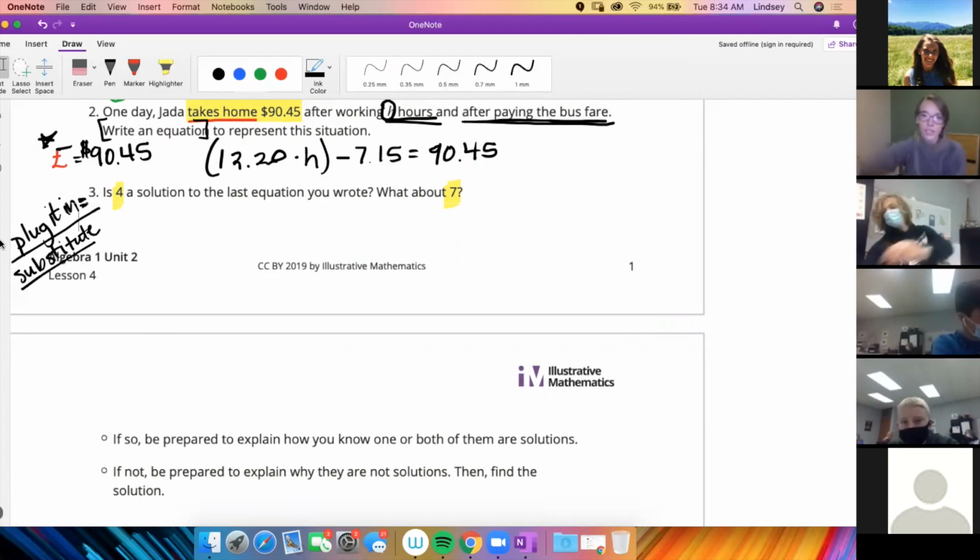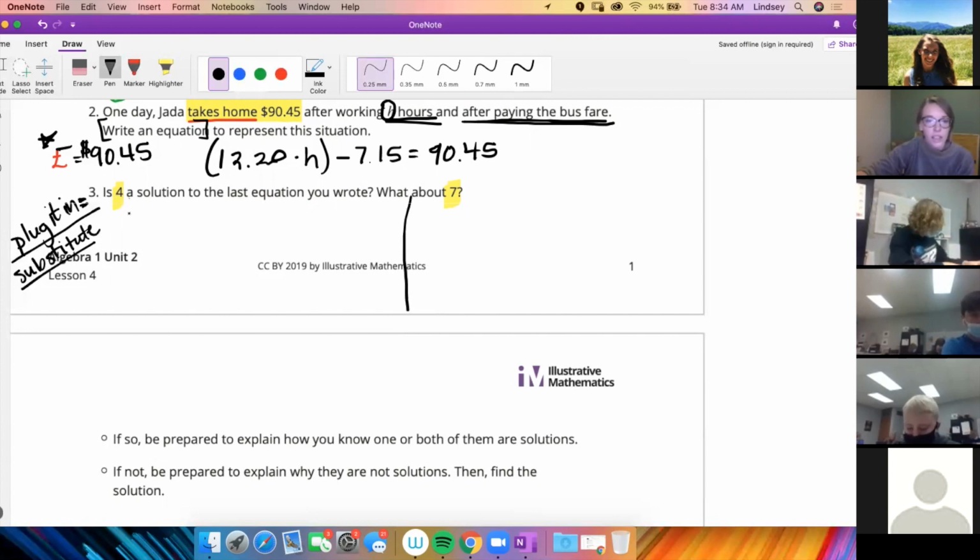Okay, so what this is saying, let's split up our paper so we can stay organized. I know there's not a lot of room left, I'm sorry. This is saying that H equals 4 and H equals 7. All right, and we said we're going to determine if it's a solution by doing what? Substituting. Substituting, good. Okay, so let's write our equation.